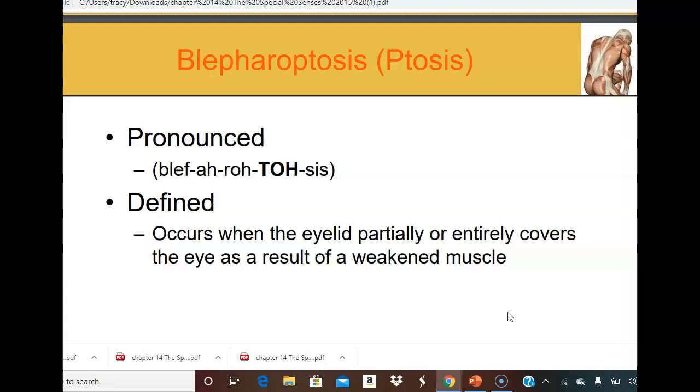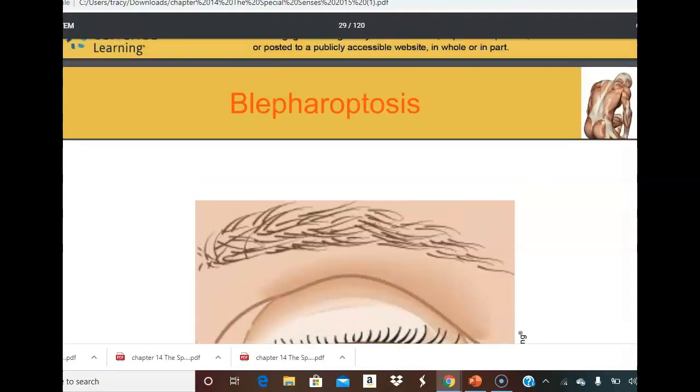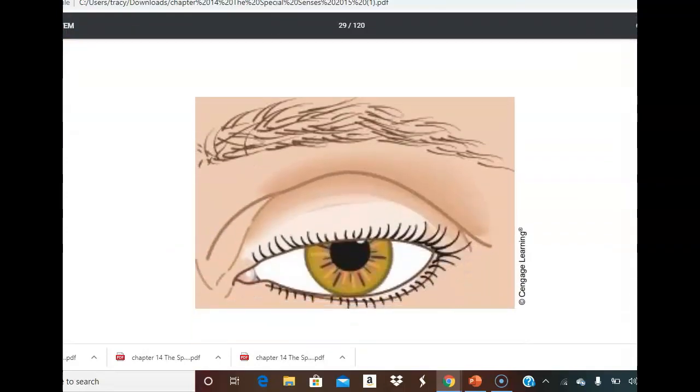If someone's had a stroke, this could happen. If someone has had Bell's palsy, this could happen. And there are some other disease processes that can happen in the geriatric population that cause this to happen. So basically, it's just a drooping of the eyelid from a weakened muscle, but the cause can be a multitude of things. Okay. So this just shows a picture of blepharoptosis, what it looks like.